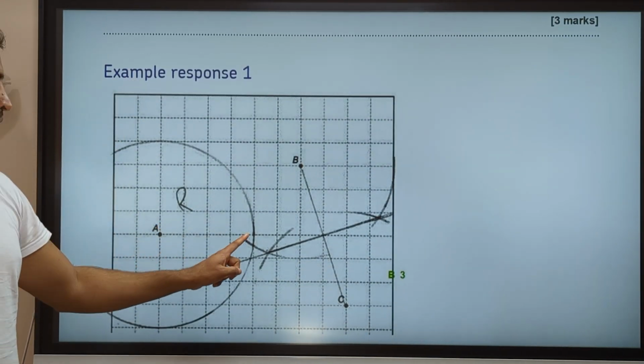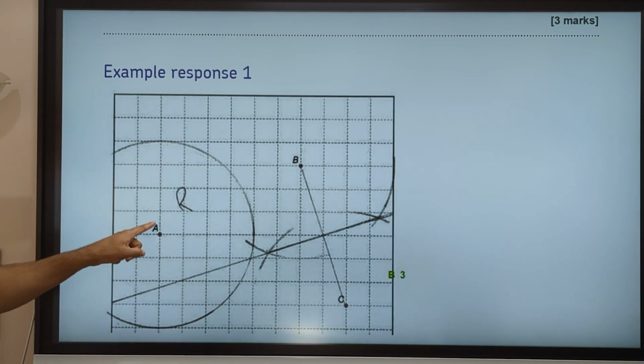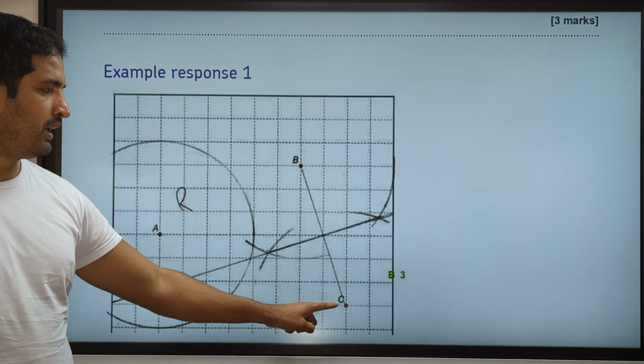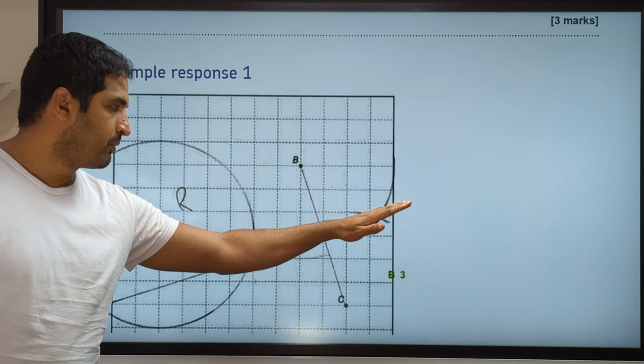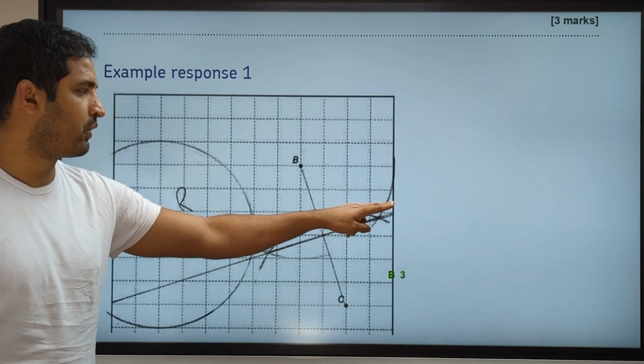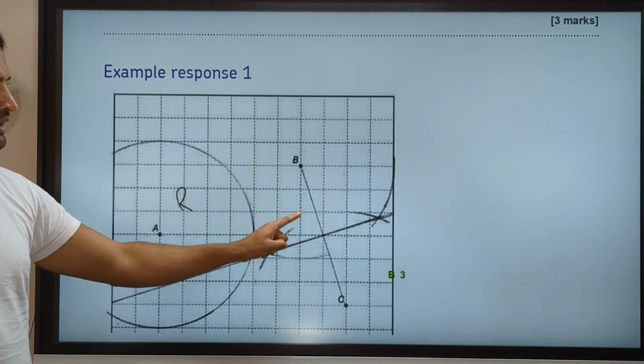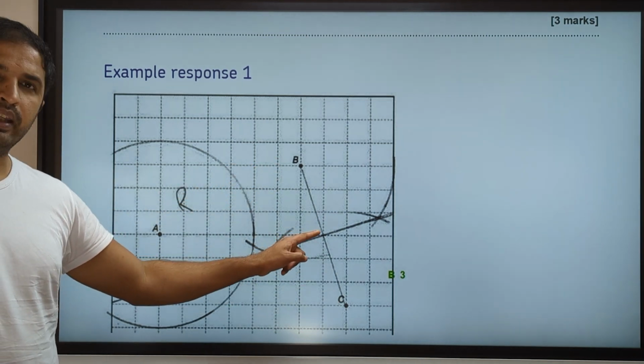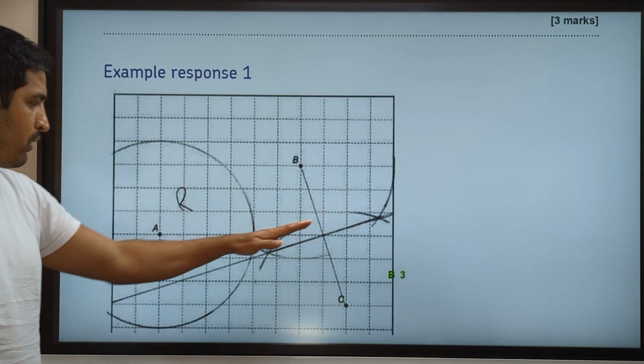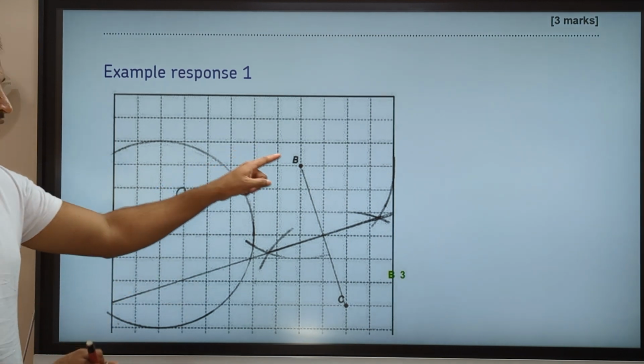So you can see there's a 4 centimeter circle there. That's from A, and you've done the B and C perpendicular bisector. So any points on this line here are going to be exactly the same distance away from B and C. If you put any points on that line, that would be equal distance from B and C.